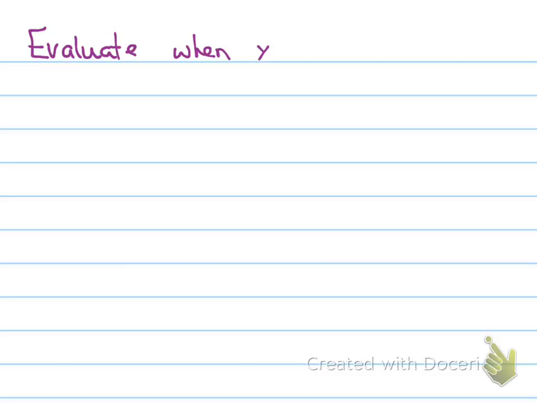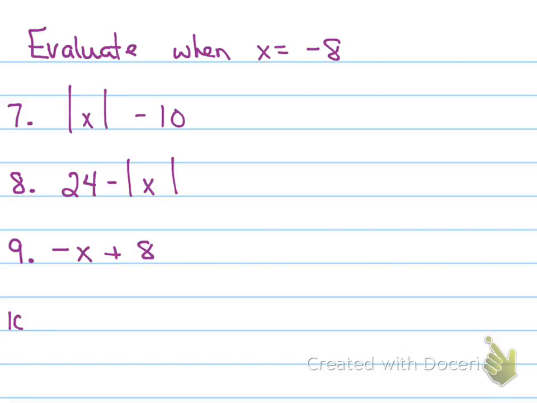Evaluate when x equals negative 8. You've got 4 problems. Now, this section I saw a few more common mistakes, so we're going to spend a little bit more time explaining how to do each one of these. But let me ask you this. What happens when you take absolute value? What happens to that number? It loses its sign. It doesn't have a sign.